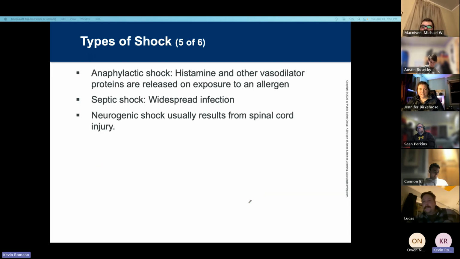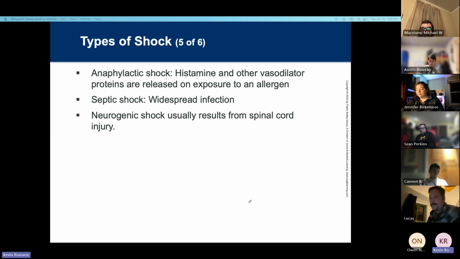So anaphylactic shock is when histamine and other vasodilator proteins are released on exposure to an allergen, otherwise known as anaphylaxis. Septic shock is a result of widespread infection, and neurogenic shock results from spinal cord injury. As we'll show you on the next slide.